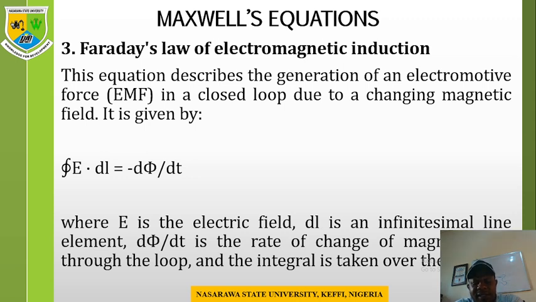dΦ/dt is the rate of change of magnetic flux through the loop. The rate of change of magnetic flux through the closed loop is what we refer to as dΦ/dt, and the integral is taken over the entire loop, just like this loop, we are taking an integral over the whole loop. It's not leaving any part of the loop, but it's over the entire loop.